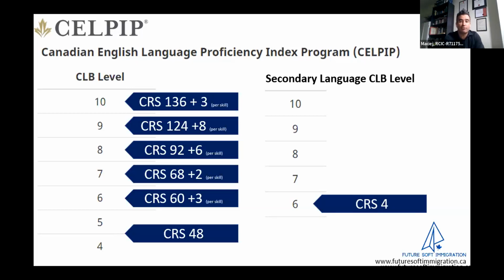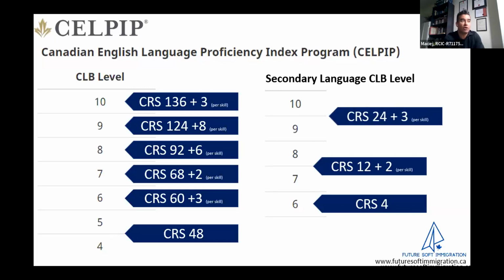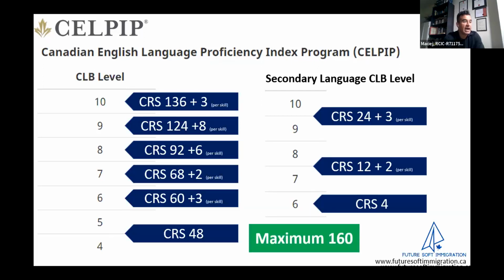Even if you get a French speaking score of 6, then when you get 7 or 8, that's an increase in your CRS score. Again, you get an increase if you speak French. For those who are bilingual, that's amazing. If you can speak French and English, that's excellent, but any amount of language will increase your score. That is a very important point. And that's where we can calculate the maximum of 160 points in your language ability, based on your primary and secondary language. So you're not getting that 160 just because your CLB and CELPIP is 10.